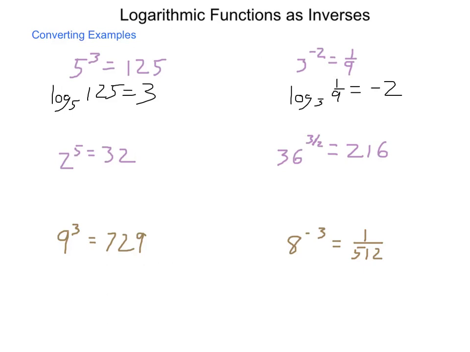2 to the fifth power equals 32. We keep our base the same, so we have log base 2 of our answer, 32, equals the exponent of 5. Last one, 36 to the 3/2 power equals 216. So we have log base 36 of 216 equals 3/2.